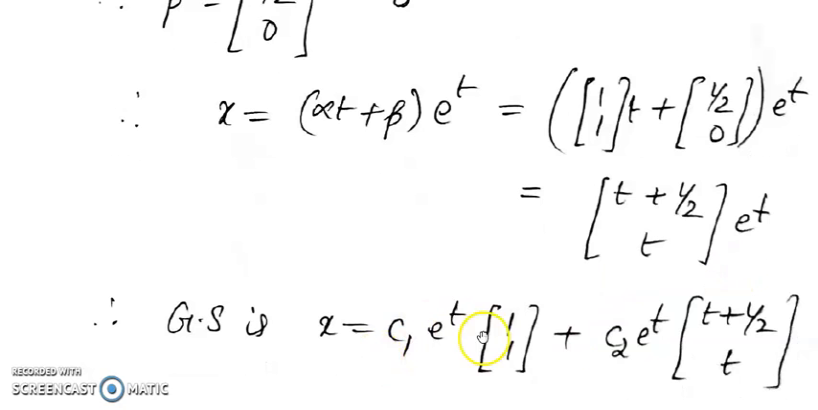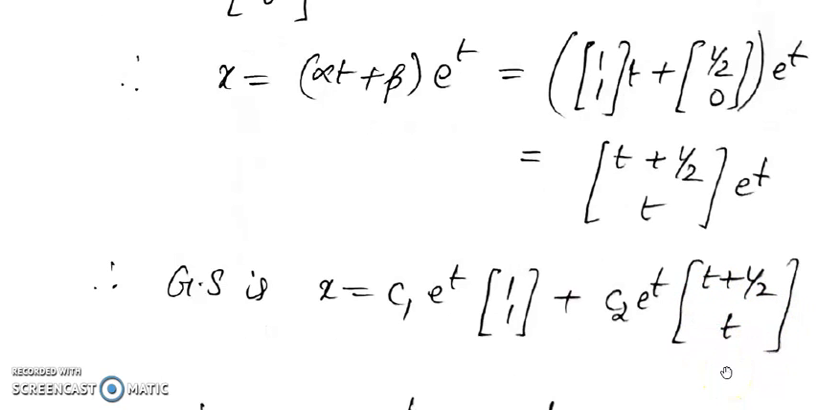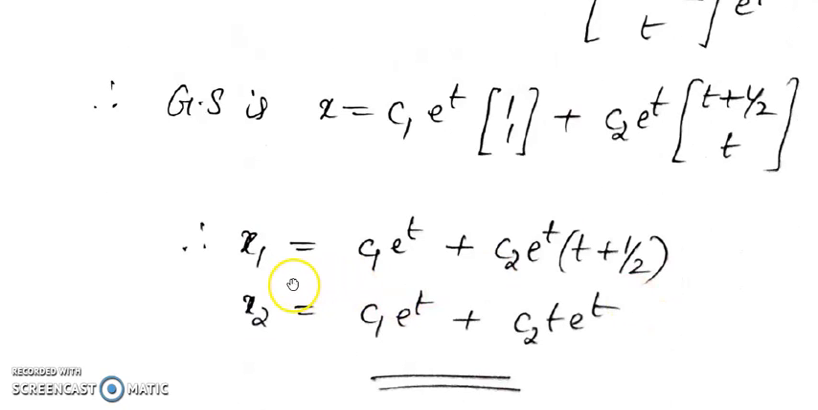Now, combining both by taking the linear combination, we can obtain the general solution. The general solution is x equal to c1 e raised to the power (1, 1) plus c2 e raised to the power (t plus 1/2, t). We can write the solution component-wise. The first component x1 will be c1 e raised to the power plus c2 e raised to the power into (t plus 1/2). The second component x2 is c1 e raised to the power plus c2 t e raised to the power. So this is the general solution corresponding to your linear system.